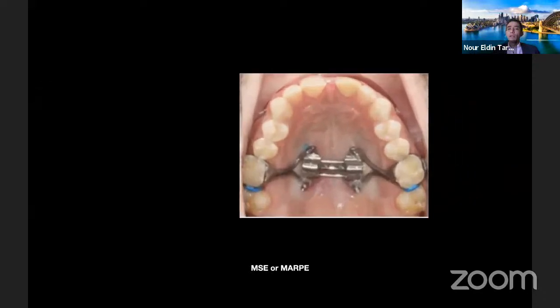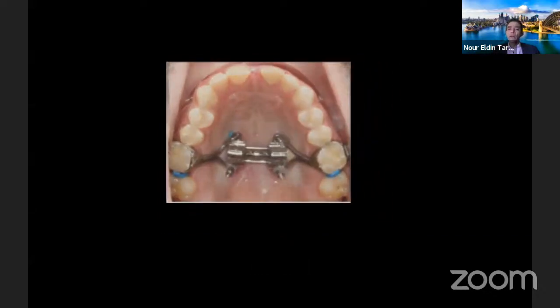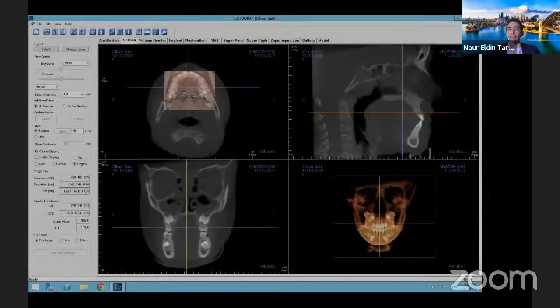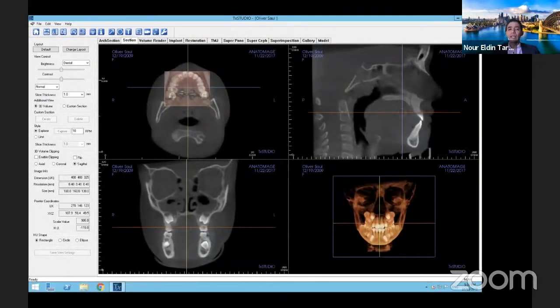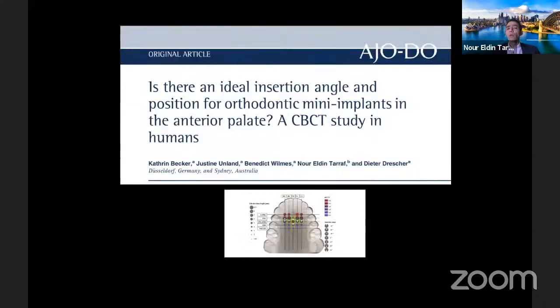It's a very different placement to what you will see with the MSC or the MAPI appliance. I do find that when I look at some of the setups with this appliance, the TADs don't seem to be in an area that we would consider to have a lot of bone, at least based on most of the CBCTs of patients that I have seen. The bone seems to be quite thin in those areas. So we'd like to follow the protocol of placing the TAD in the anterior palate.